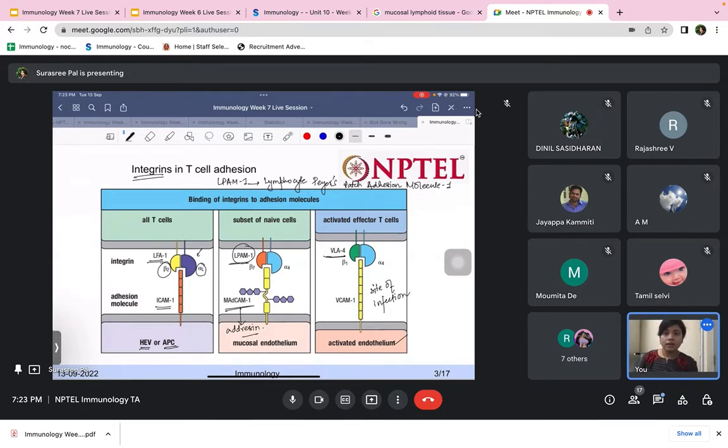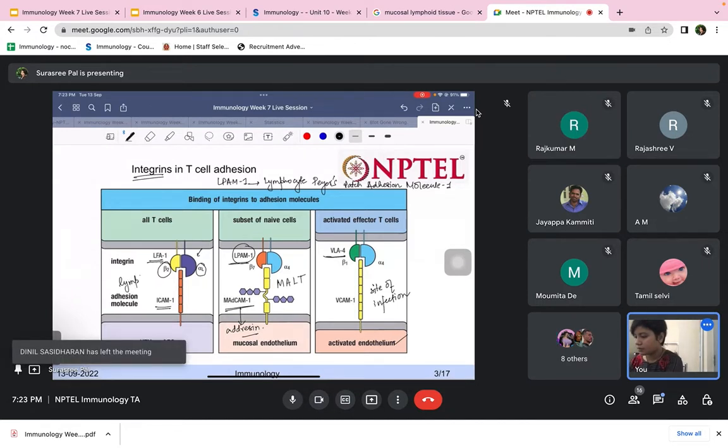So you can see on the naive T cells there is one kind of integrin adhesion molecule interaction taking place. On the effector T cells there is another type of integrin adhesion molecule interaction taking place, right. So these integrins are very important for these T lymphocytes, whether they are interacting with the APC, whether they are entering through the high endothelial venule into the lymph nodes, or whether they are entering into the site of action or the tissue of infection, right, whether in the infected tissue for this effector function. All right, and this is happening in the MALT region, and this can happen in the lymph nodes. I hope that is clear.